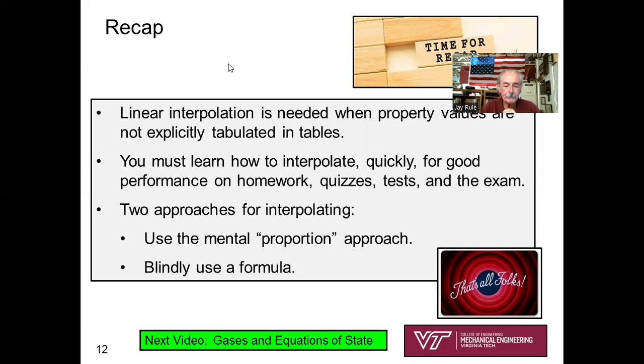So practice, practice, practice to get good at interpolation. Just keeping up with your homework will give you all the practice you need to perform well on quizzes and tests and the exam.